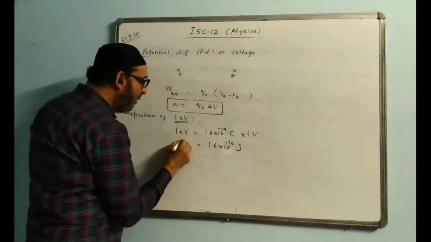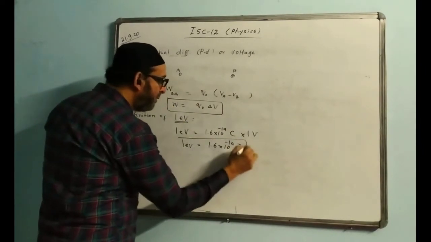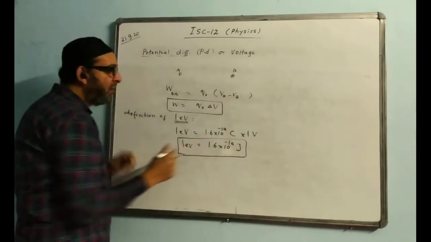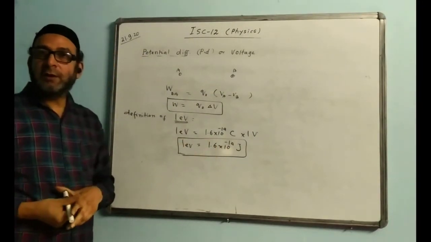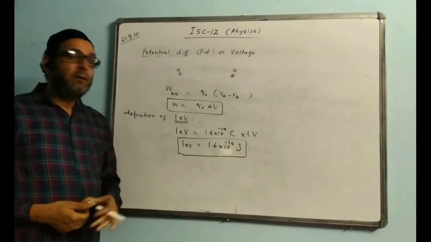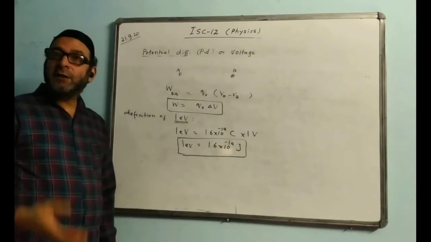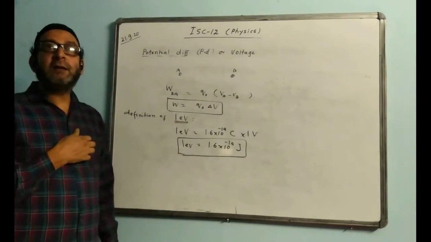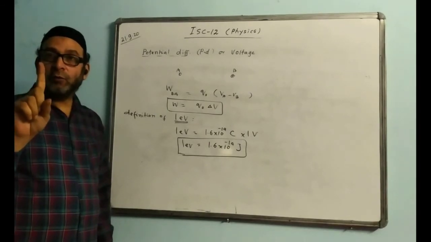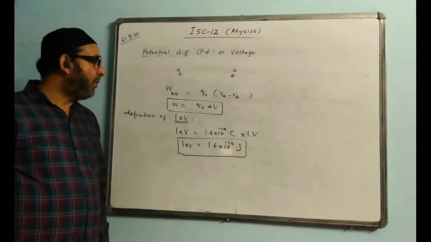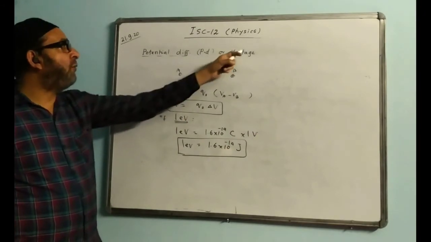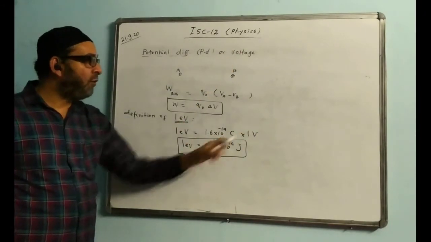So this is the value. 1 eV makes 1.6 into 10 to the minus 19 Joule. This is an important definition. 1 eV is the amount of energy, or we can directly say it is the energy gained by an electron by a potential difference, or by a voltage, of 1 volt.